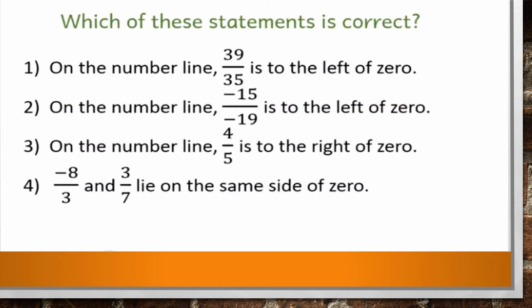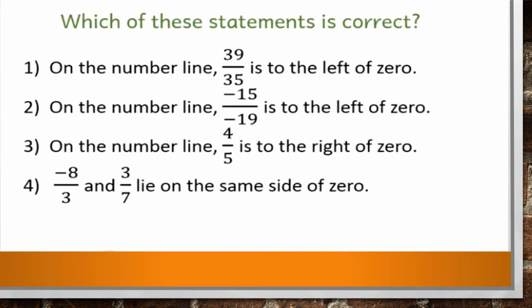सेकेंड ऑप्शन देखते हैं. On the number line, -15/-19 is to the left of 0. ठीक है, so minus 15 upon minus 19 is to the left of 0. So can this be a correct option or no? Let us read the other two more and then come to it.